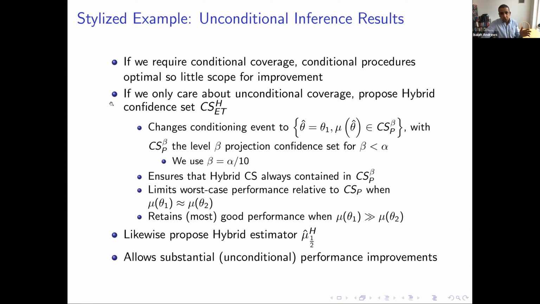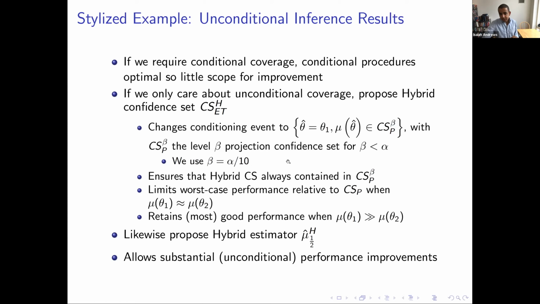So in particular, to do that, we propose what we call a hybrid confidence set, which uses an argument very similar to the conditioning approach, but changes the conditioning event. So rather than just conditioning on the recommended treatment, we also condition on the event that the true effectiveness of the recommended treatment lies in the level beta projection confidence set, where beta is some value less than alpha, and in all the numbers I'm going to show you, we use beta equals alpha over 10.